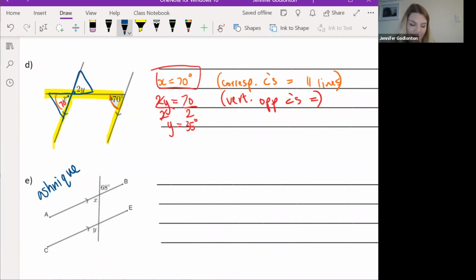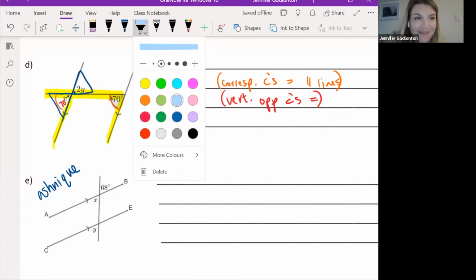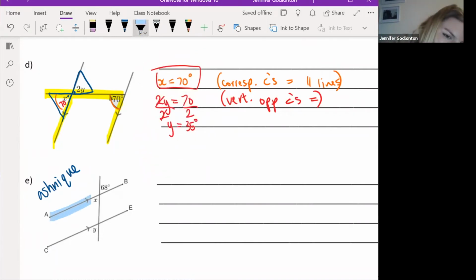Okay, I'm going to give you one more minute, and then we're going to go through this one. Well, Ashnique's going to talk us through this one. Don't forget reasons, my pibs. Yeah, if there are no reasons, I am not a happy duck.